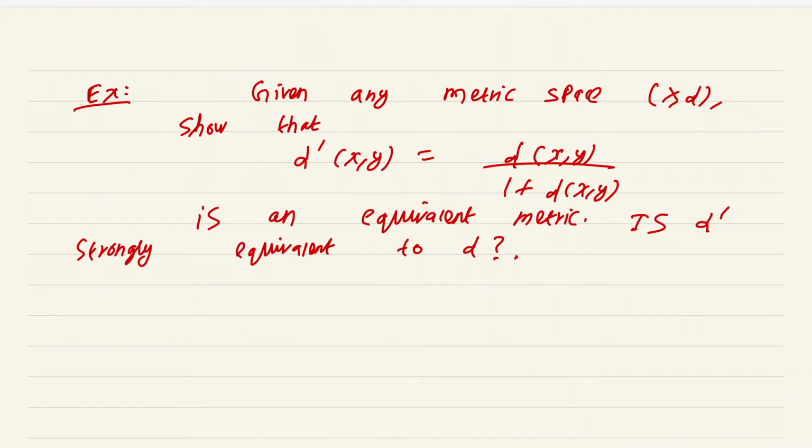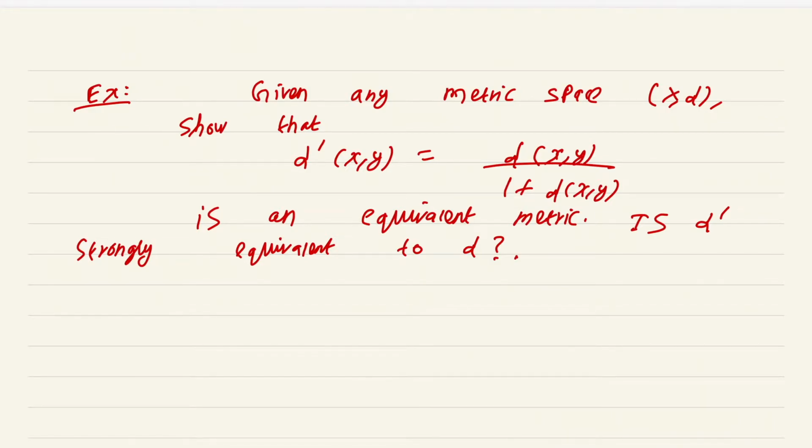Now why this is interesting is Cauchy sequences between D prime and D may not be the same. It could happen that a particular sequence is Cauchy in D but not in D prime, or vice versa. I want you to investigate such aspects. Nevertheless, if x_n converges to x in D, then x_n will converge to x in D prime also. So convergence of sequences will be the same, but not necessarily Cauchy sequences.